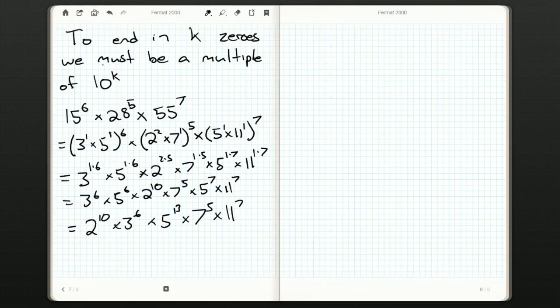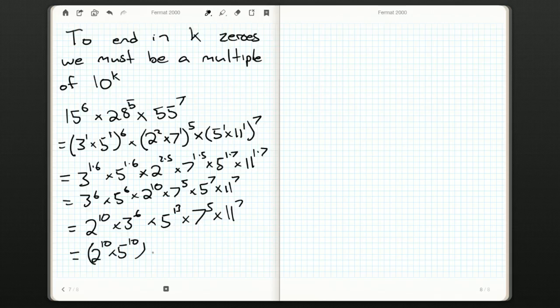Now we want to see how many copies of 10 we have in this number. Well, you never use 3s when you make 10. You never use 7s. 7 is not a factor of 10. Neither is 11. The only things that make 10 are a 2 and a 5 together. So how many copies of 2 do we have? 10. How many copies of 5 do we have? 13. For every 2, we need a 5. For every 5, we need a 2. Well, there are more 5s than there are 2s, so we're really limited by the number of 2s we have.